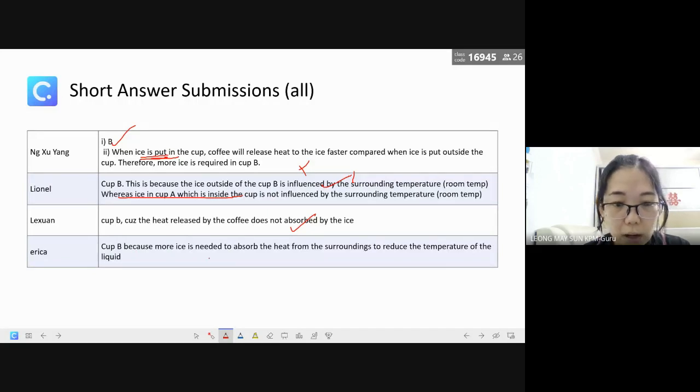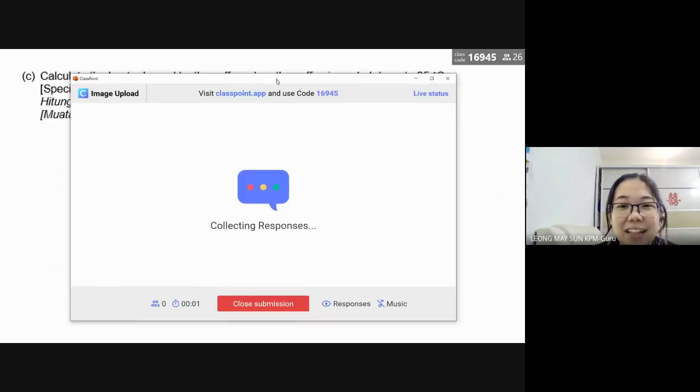Erica, because more ice is needed to absorb the heat from the surrounding to reduce the temperature of the liquid. Erica, do you understand what you wrote? More ice is needed to absorb the heat from the surrounding to reduce the temperature of the liquid. So I can say wrong. Sorry. If I'm being kind-hearted, I would say more ice is needed to absorb from the heat. Sorry, Erika, it is wrong. Okay, now next part.